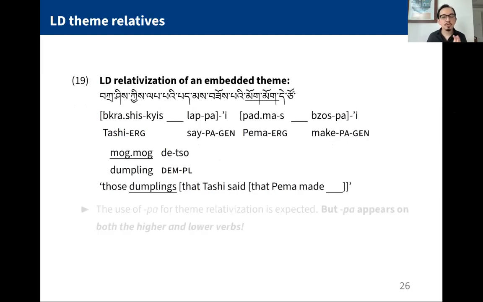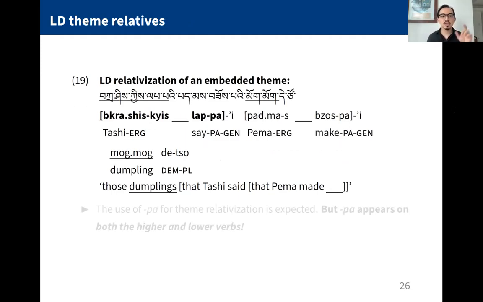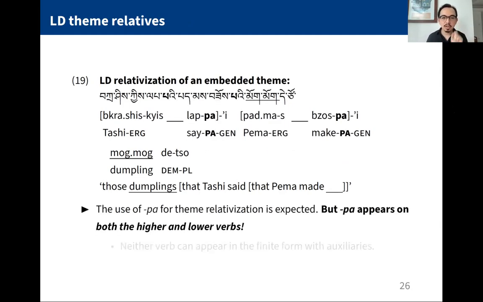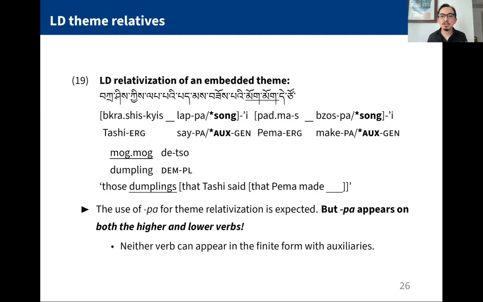Let me walk you through this because there's a lot here. First of all, the word order is interesting. So this is Tashi said, that whole higher clause, then Pema made, and then the head noun. And now let's look at the morphology here. So we get the marker pa, and that's not surprising because this is a theme relative. But notice that we get the pa marker both on the higher verb say and on the lower verb make. Neither of these verbs could be changed to a full finite form.